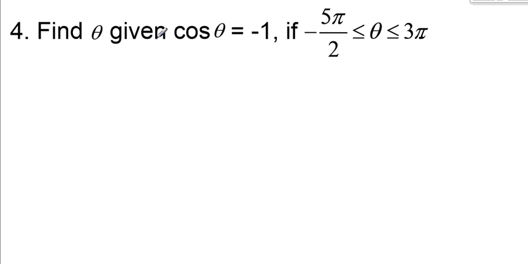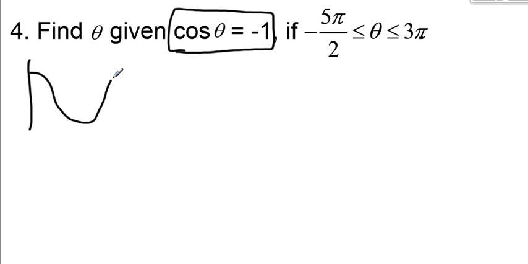Yep, good. So let's look at this one. Find theta given that cosine theta equals negative 1. Now negative 1 for cosine theta, remember this? There's the cosine curve drawn really terribly, but whatever. And if we go 0, pi over 2, pi, 3 pi over 2, 2 pi, that's where cosine is negative 1.